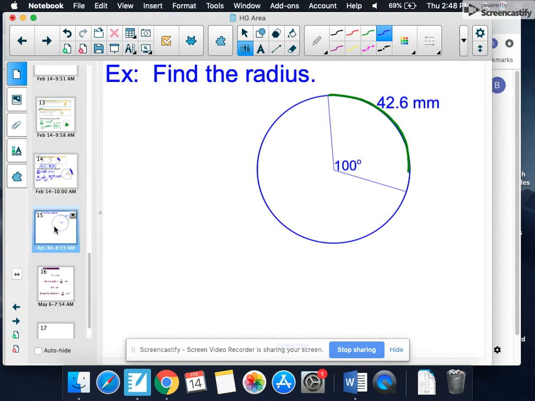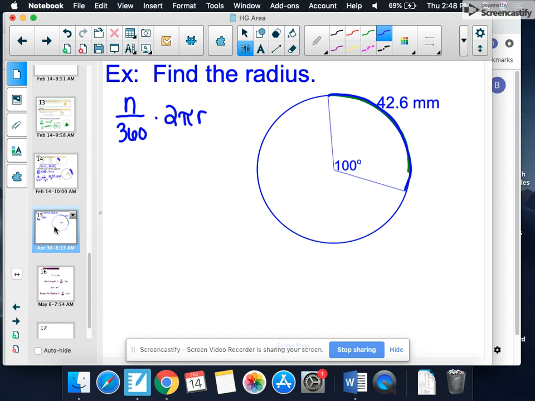The last type of problem we're going to see is where we have to work backwards from one of our formulas. This one says to find the radius. So we first have to look in the picture at what we're given. We're given the central angle of 100, and the arc length here is 42.6. So I'm going to use the arc length formula, which is n over 360 times 2 pi r. I could use pi times diameter, but in this case it's asking for the radius, so I'm just going to use the 2 pi r. That way when I get done, I have my answer for the radius.